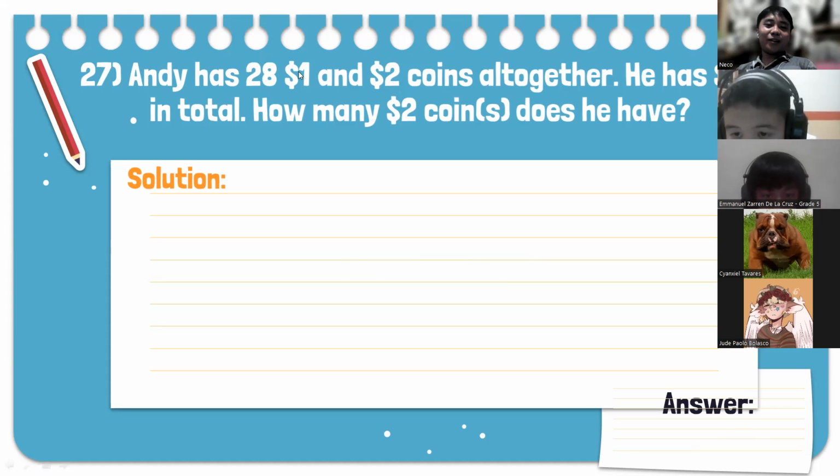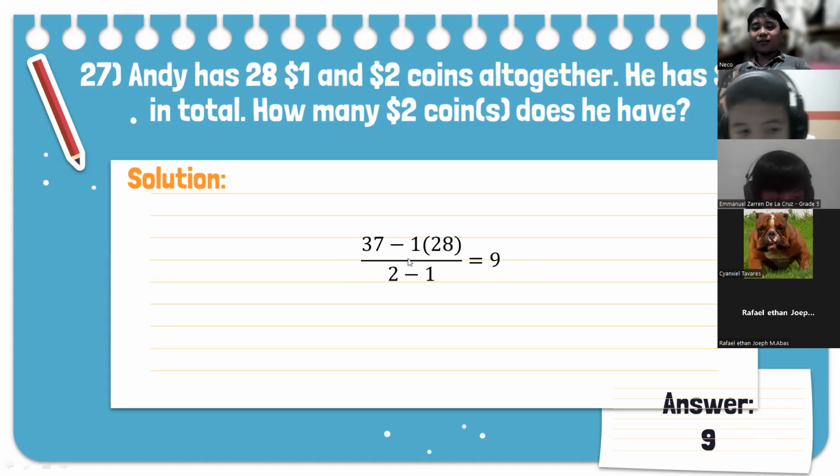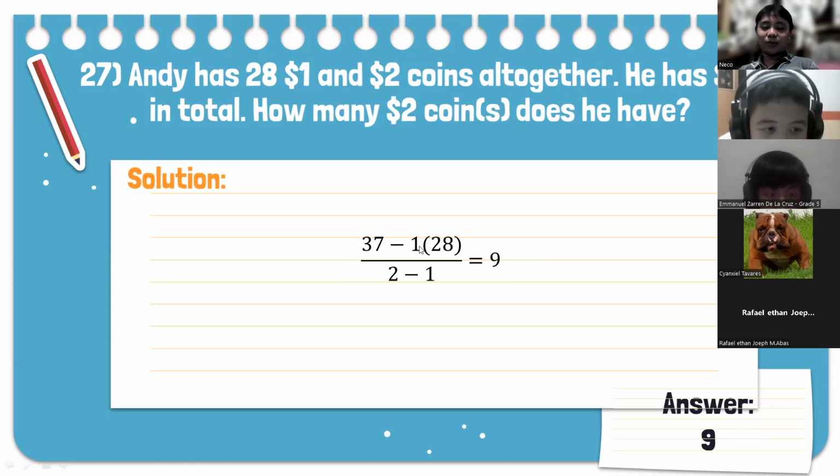37 minus. Since we're not interested in the $1, we can assume that all 28 coins are in $1 form. So that's 37 minus 28 times 1. It would look like this, okay? 37 minus 1 times 28 and divided by 2 minus 1. It's always like that, okay? So if we had 5 and 1 here instead, this would be 5 also. Okay? Any questions?